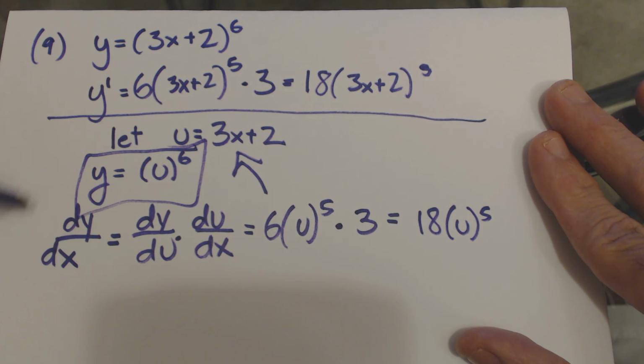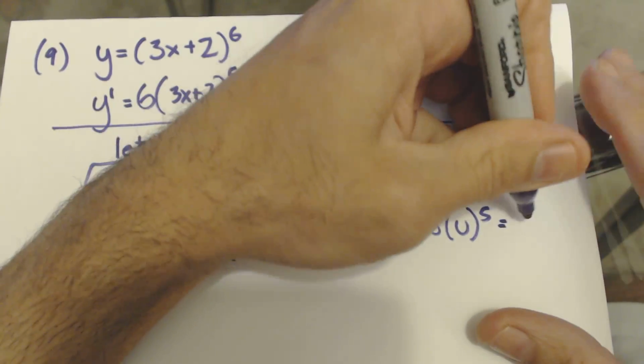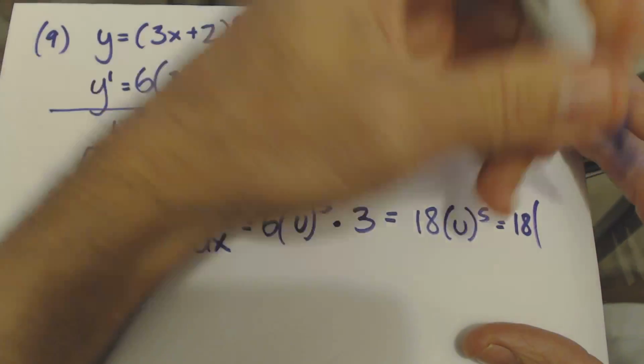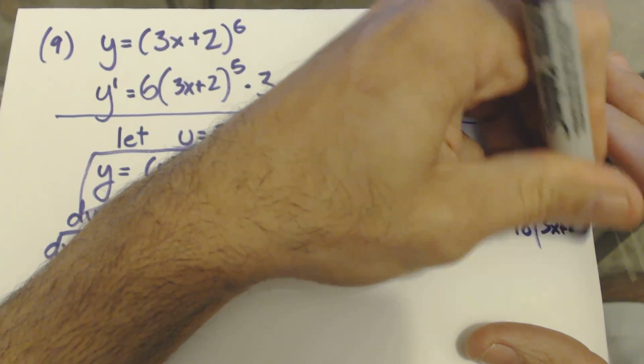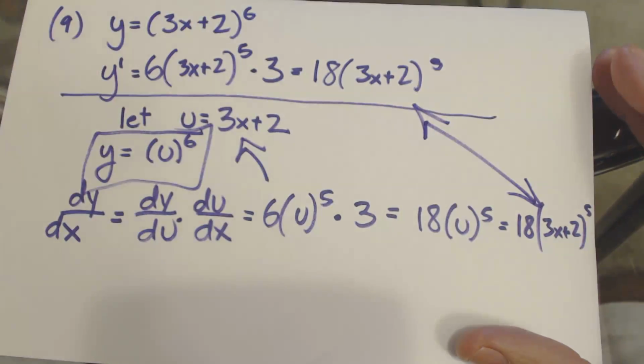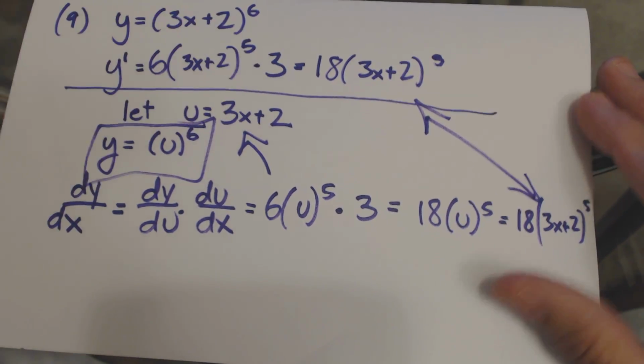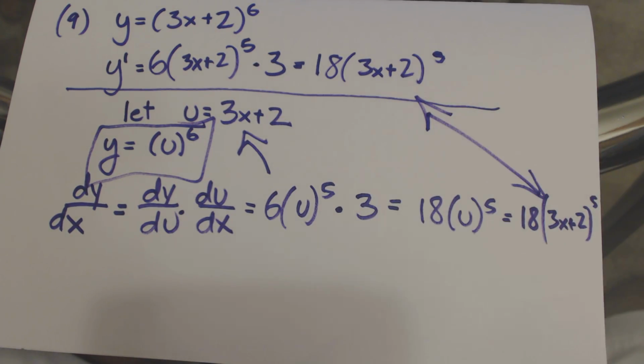but the derivative needs to be a function of x. And so then we plug back in u, 18 times 3x plus 2 to the 5th. And as you see, we get the exact same result as I got just doing the method without organizing myself on my paper by letting one function equal u and then doing exactly what I just did.